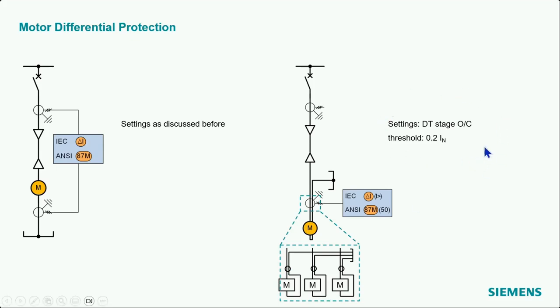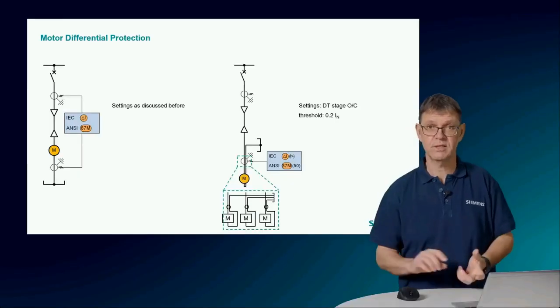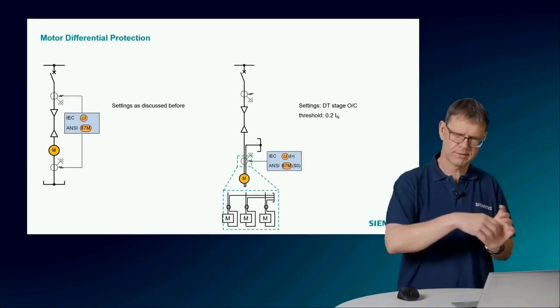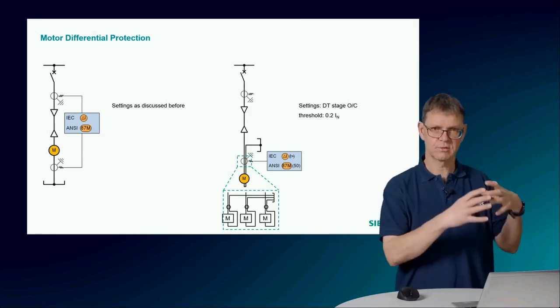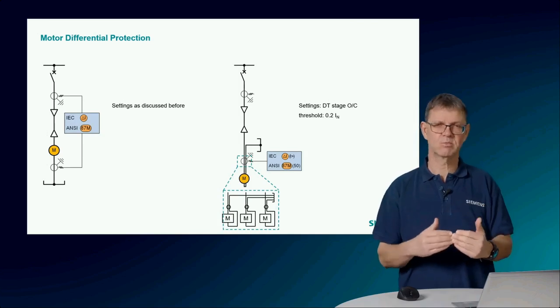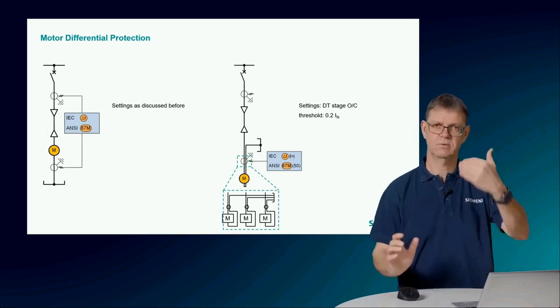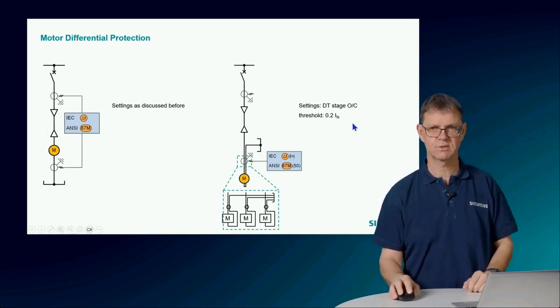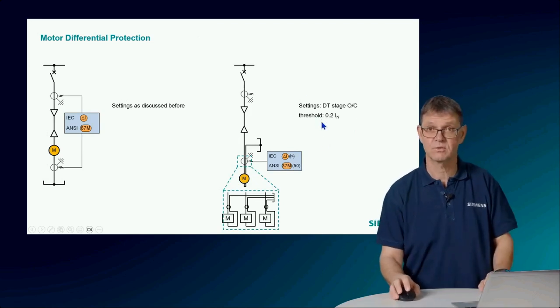Here you can also start with a threshold of 20%, make some startups of the motor and see what really is measured by the relay, or by the whole measuring chain, so the current transformer plus relay. And then if you always see a very, very small value, you could think about reducing this threshold, maybe to 10% or so.